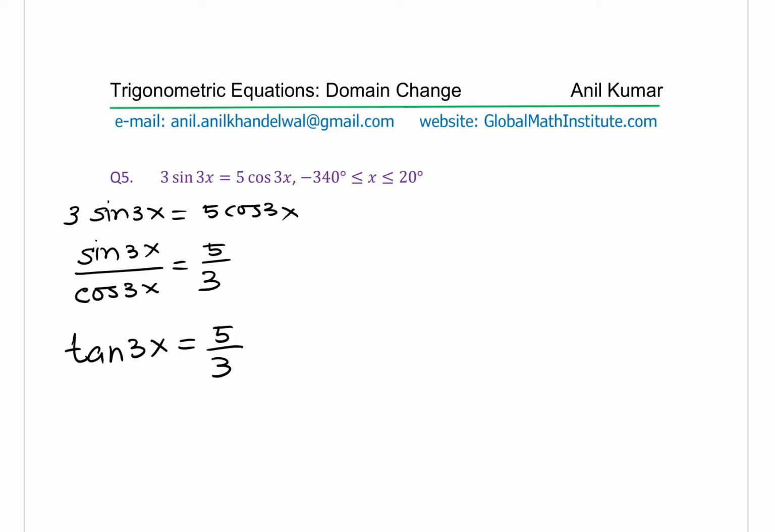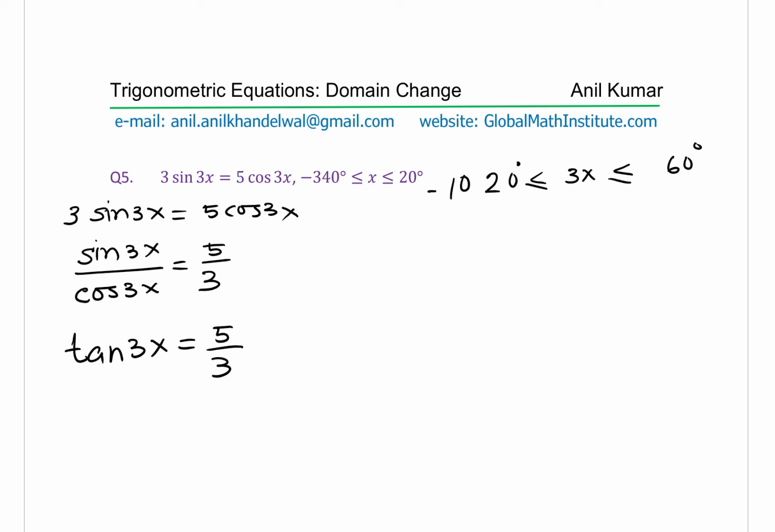Now we have 3x here. As far as the domain is concerned, we are talking about x. So what should be 3x? So let's multiply by 3 and figure out what numbers we should be working with. 3 times 20 is 60 degrees, and 3 times minus 340 is minus 1020 degrees. So for 3x, we are looking at minus 1020 to 60 degrees. That is the domain for us, right?